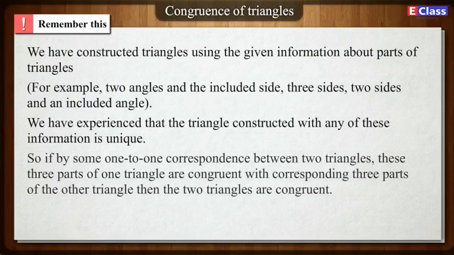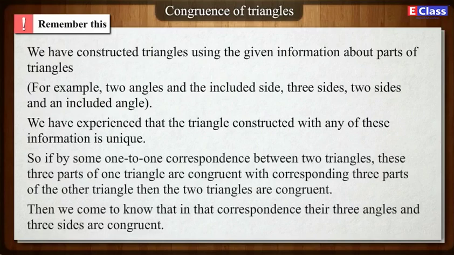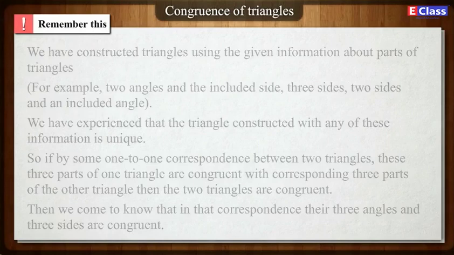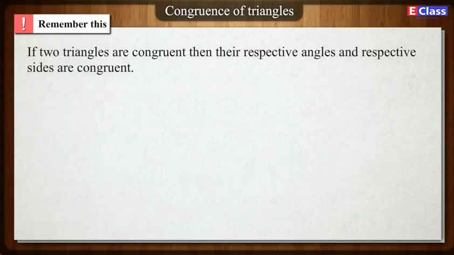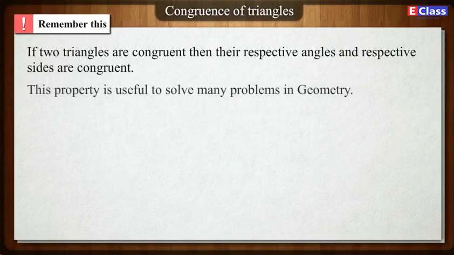So, if by some 1-to-1 correspondence between 2 triangles, these 3 parts of one triangle are congruent with corresponding 3 parts of the other triangle, then the 2 triangles are congruent. Then we come to know that in that correspondence, their 3 angles and 3 sides are congruent. If 2 triangles are congruent, then their respective angles and respective sides are congruent. This property is useful to solve many problems in geometry.